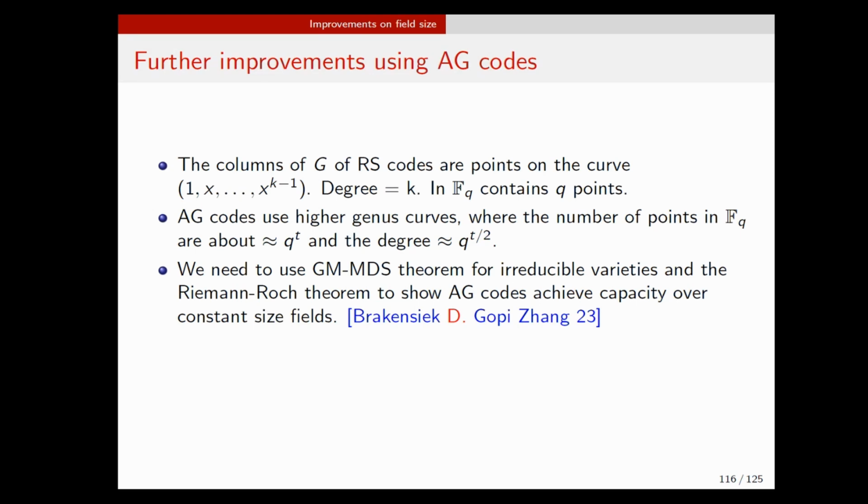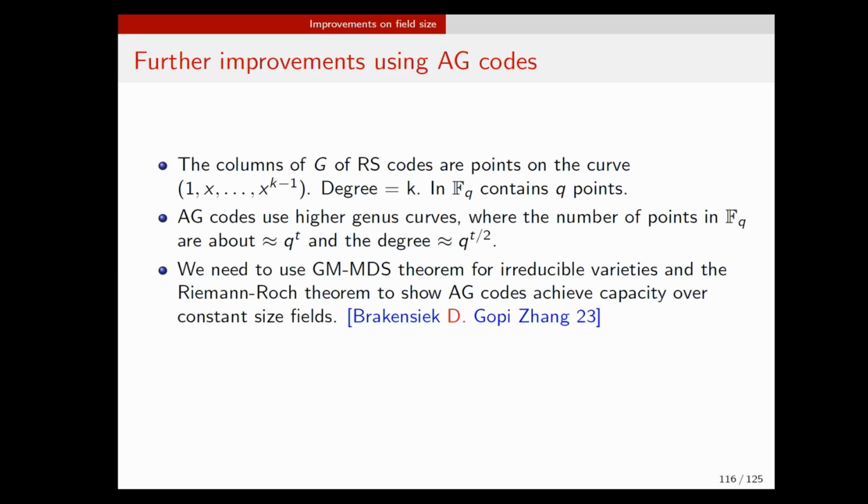So now we need the GM-MDS theorem for irreducible varieties, because we actually need to talk about varieties now and not polynomial codes. And you have to use some standard result in algebraic geometry, the Riemann-Roch theorem, which lets us show that AG codes achieve this decoding capacity over constant size fields. That's a result with Josh, Gopi, and Zhang.